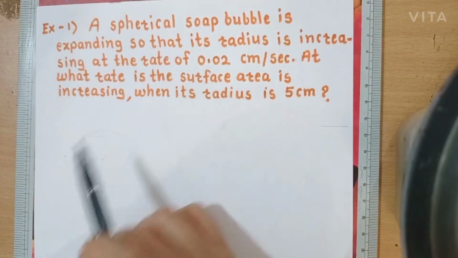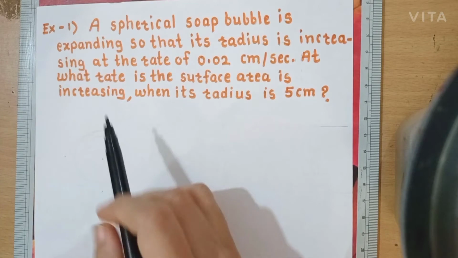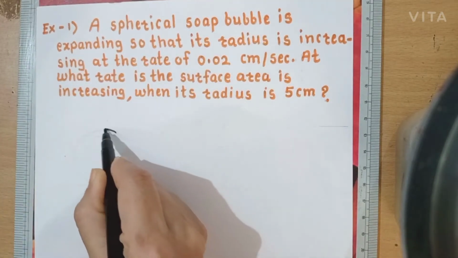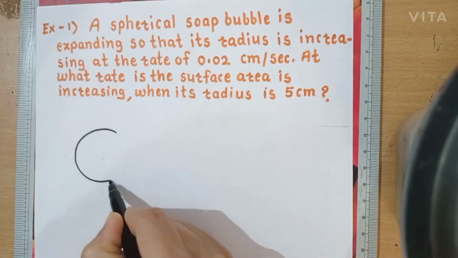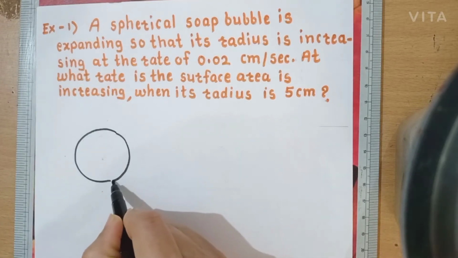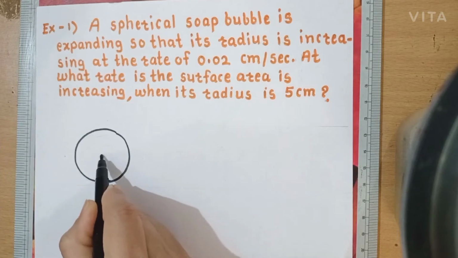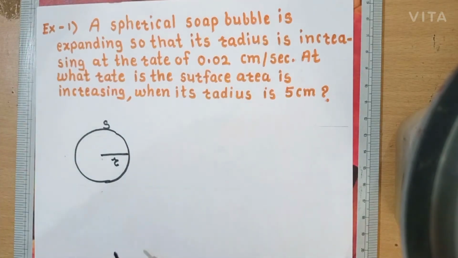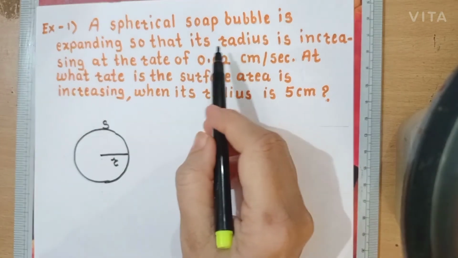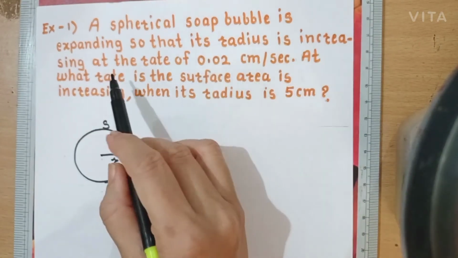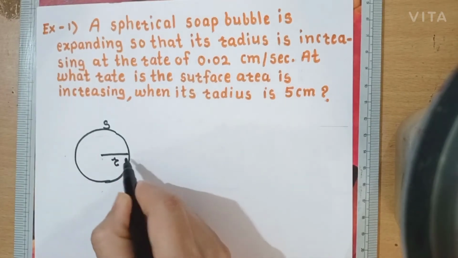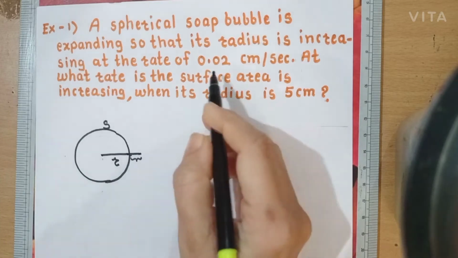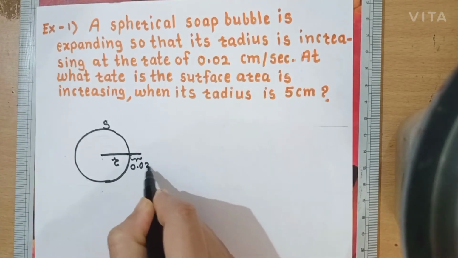This is our first example. Let's solve this. A spherical soap bubble is expanding. So we will draw the soap bubble. Suppose this is the soap bubble. Let its radius be r and surface area be s. Now here given radius is increasing at the rate. That means this radius is increasing this much at the rate 0.02.